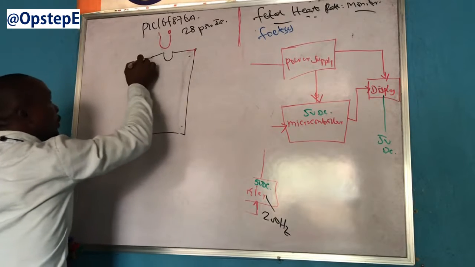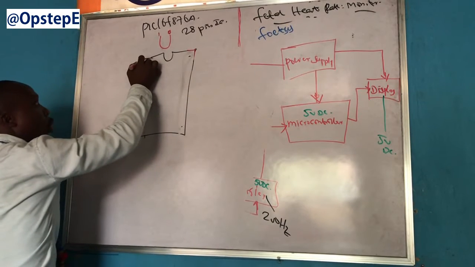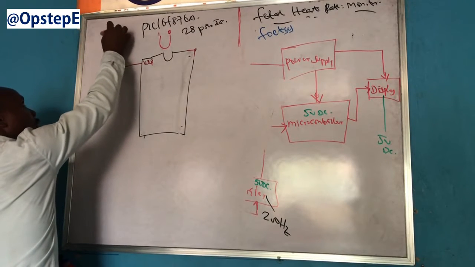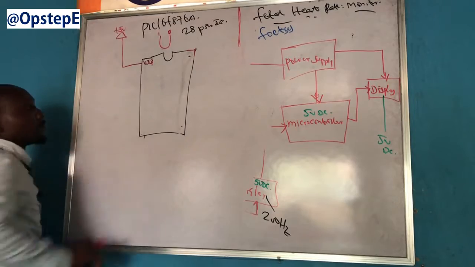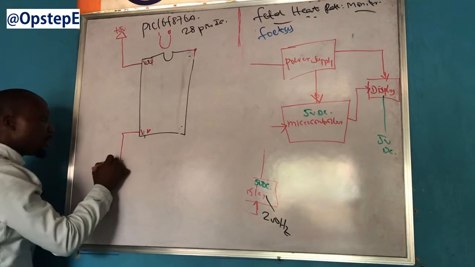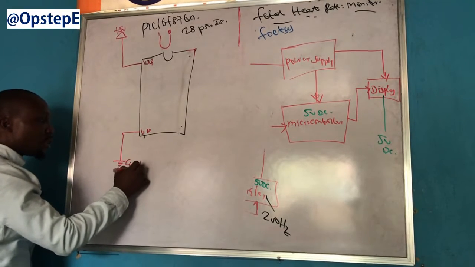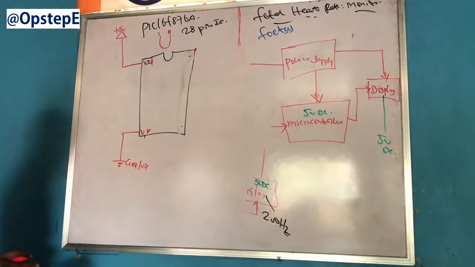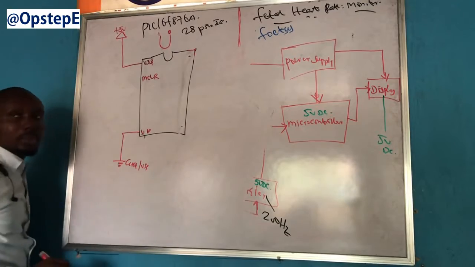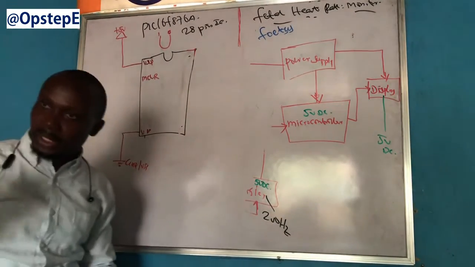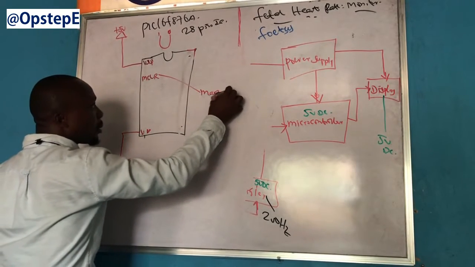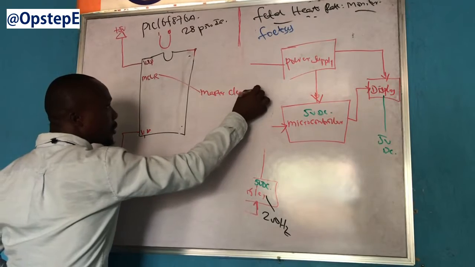Now for this microcontroller to come on, it has a pin called the VDD pin. This VDD pin will be connected to your 5-volt supply line. It has another pin called the VSS. That one will be given to what? To the ground or VSS of your supply. It has another pin called the MCLR. The MCLR stands for Master Clear Reset. Don't forget it. The MCLR is Master Clear Reset.